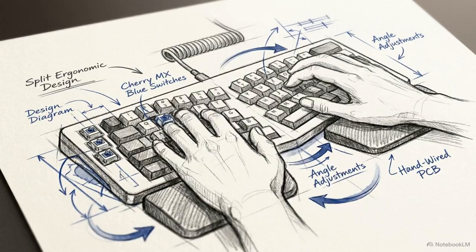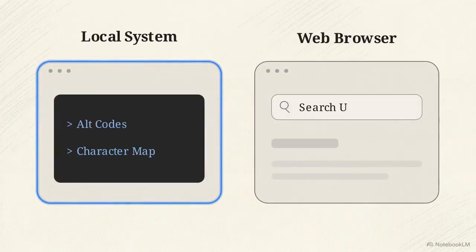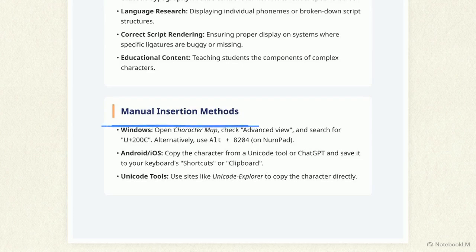For power users who format Indic scripts daily, typing it out manually on a local device is much faster than opening a web browser. In the manual insertion guide, Windows users can open the Character Map application. Check Advanced View to search directly for U+200C and insert it. Alternatively, if you have a number pad, bypass the character map entirely by holding the Alt key and typing 8204.